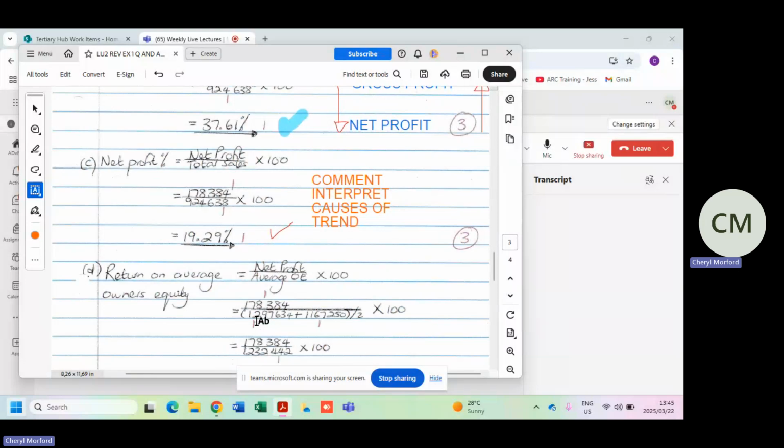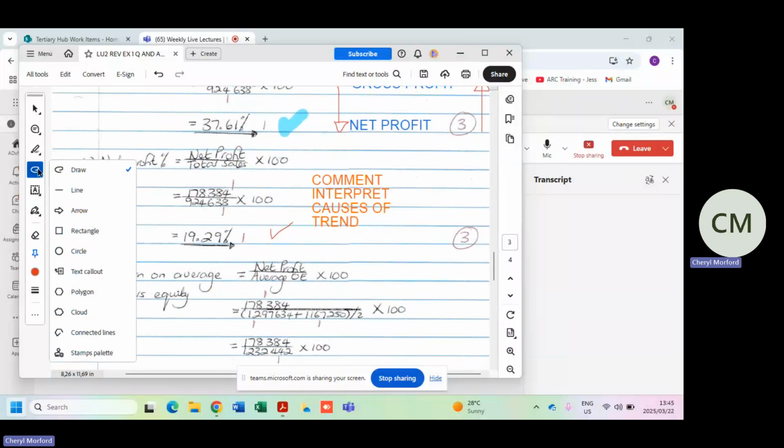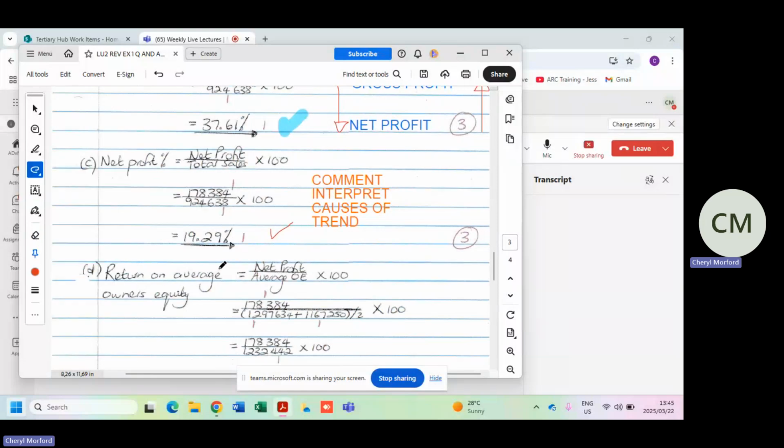Then the third of the profitability ratios is the return on your average owner's equity. So as you know, the owner contributes capital, the business operates, hopefully it earns a profit, and that is the return to the owner. So what is very important here in this ratio is the use of this word average.